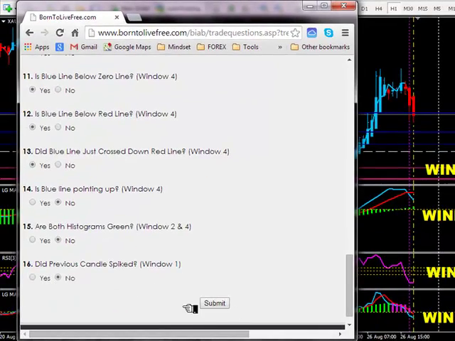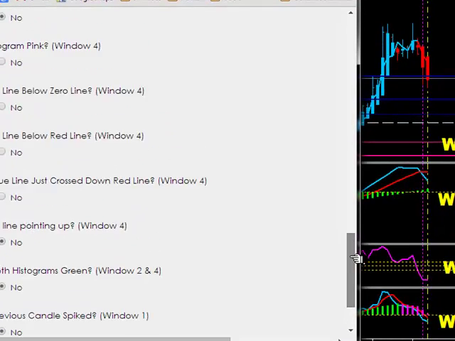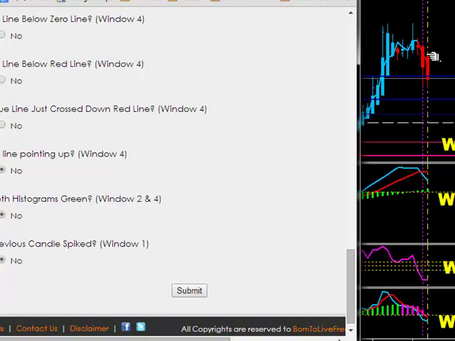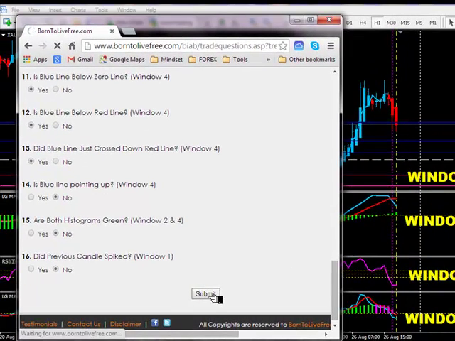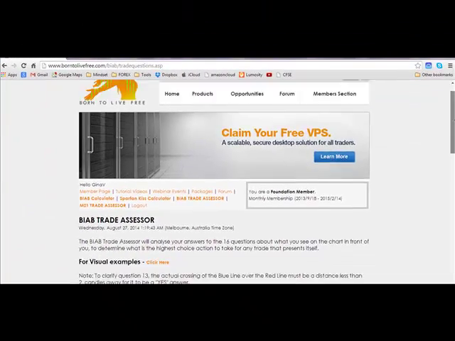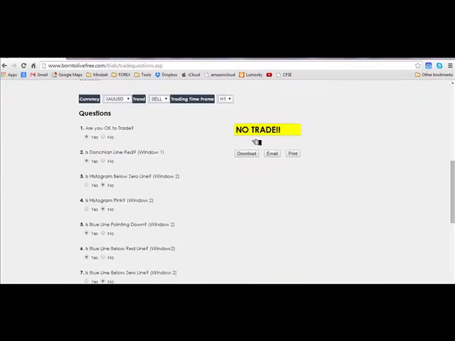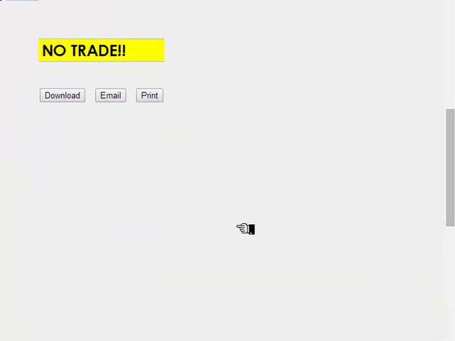And then, once we've done that, we're waiting. Now we're going to presume the candle has just opened and the questions we've answered are a true reflection of what we've seen, and we press submit. The website will assess our trade, and this one's a no trade. So that means no trade placed on this time frame, and you have to wait for the next opportunity.